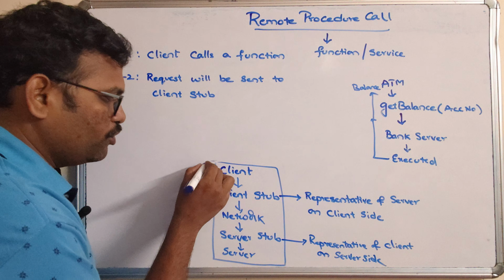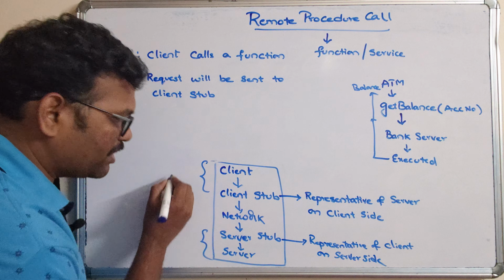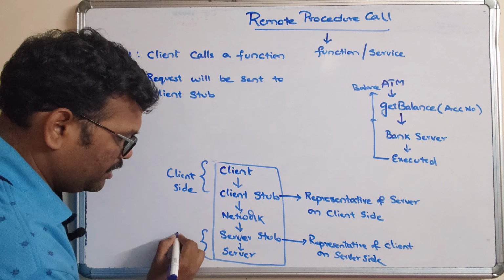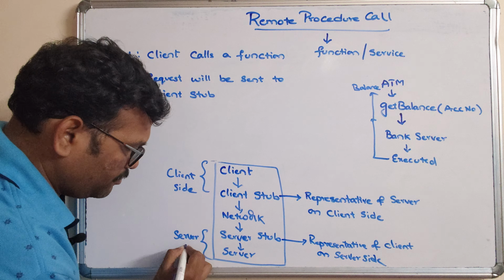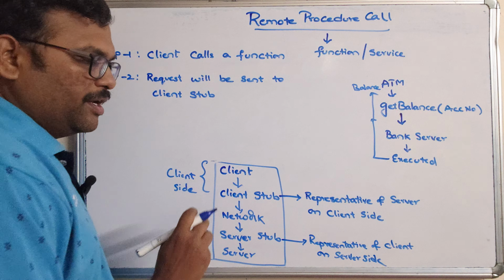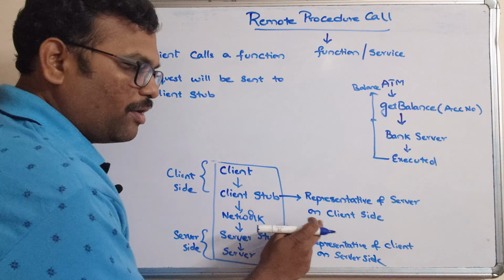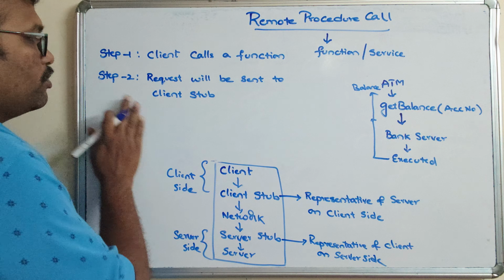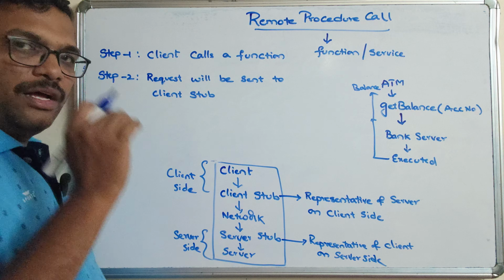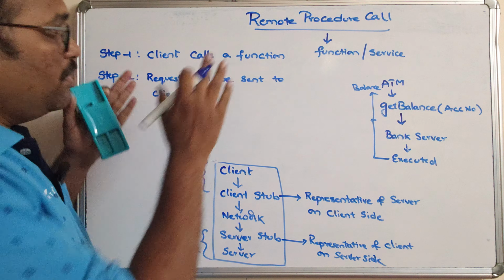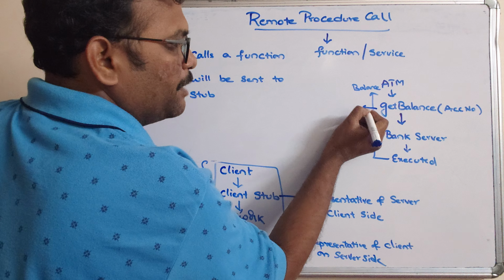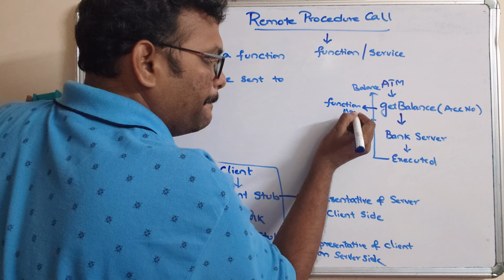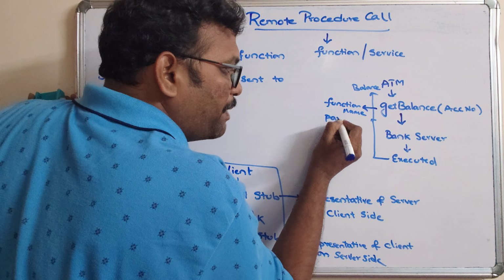Okay, so these two will be on client side, these two will be on server side. Okay, so client stub is a representative of server on client side, and the representative of client on server side is a server stub. So request will be sent to the client stub. Now what happens? So here the function will be in this format. That means there will be some function name as well as some parameters also.